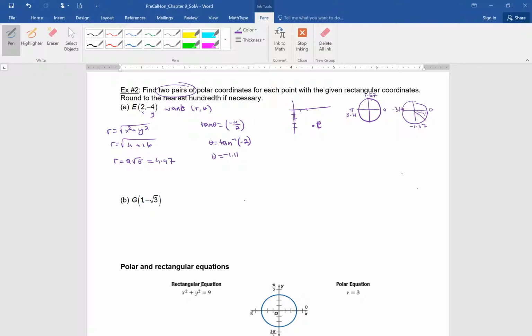Are you with me? Well, it's negative 1.11 radians. It's like if I said 3.14, I know that that's pi, so I've gone a full semicircle. Because 63 degrees is the same portion of the 180 as 1.11 is of the 3.14. You see what I mean?